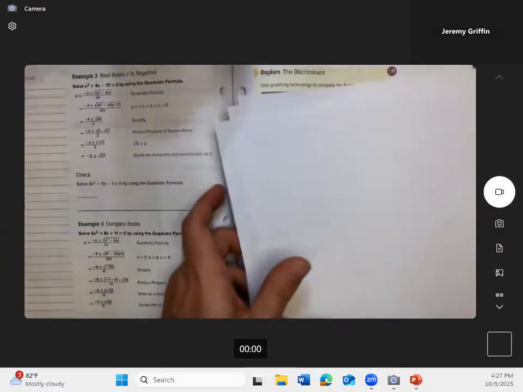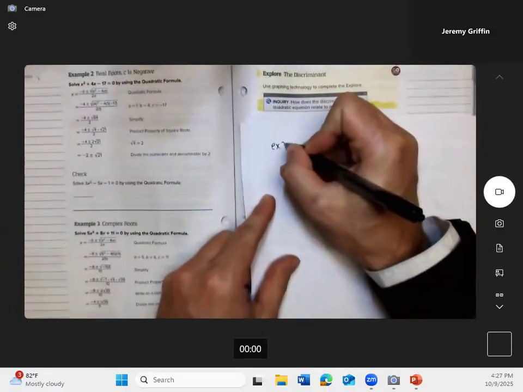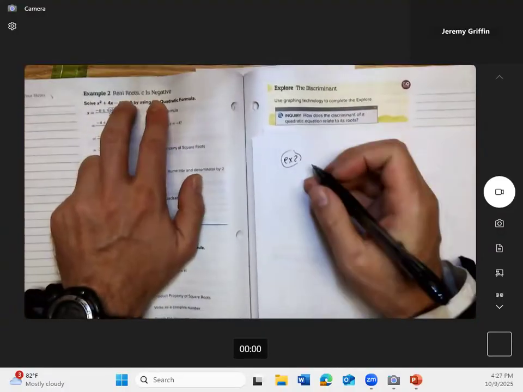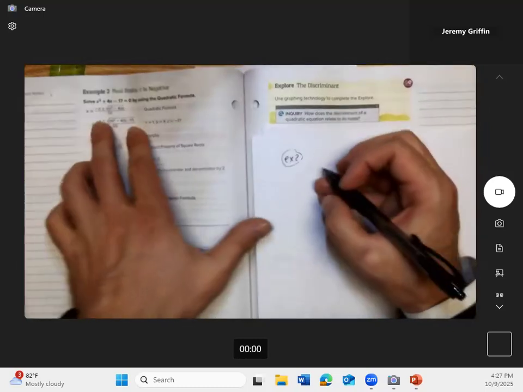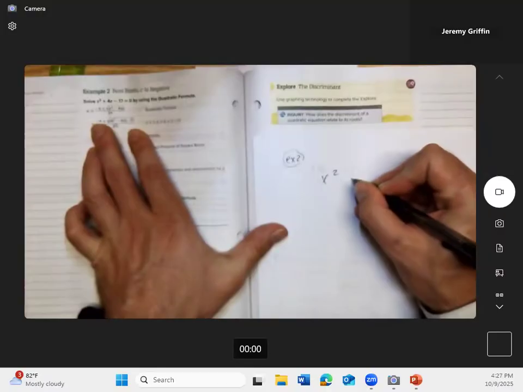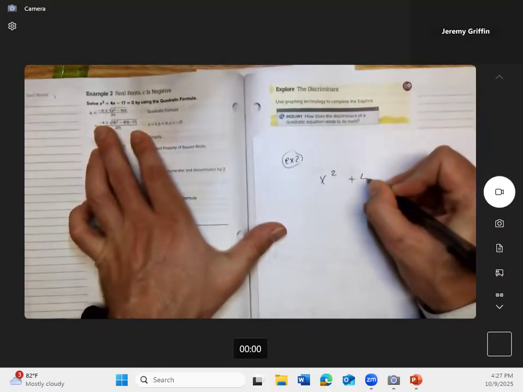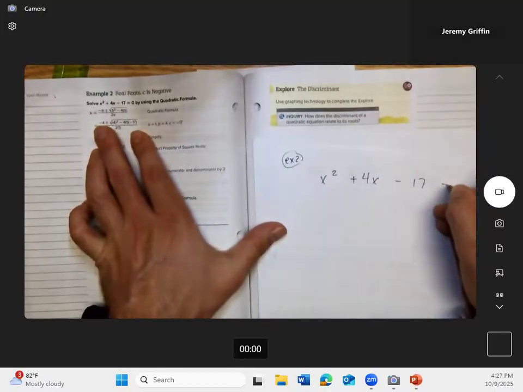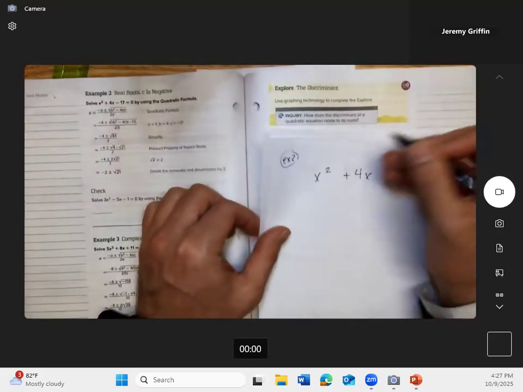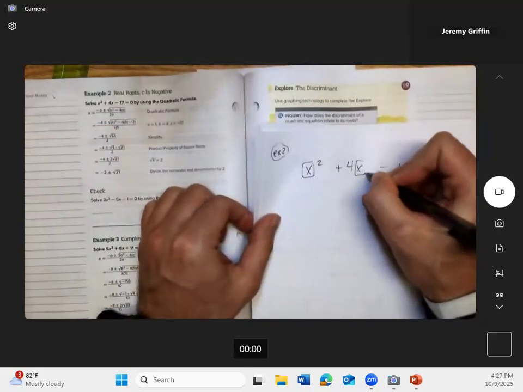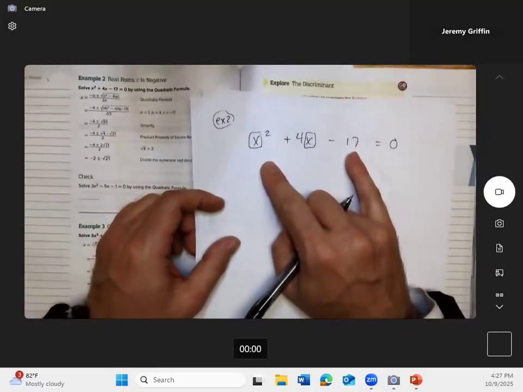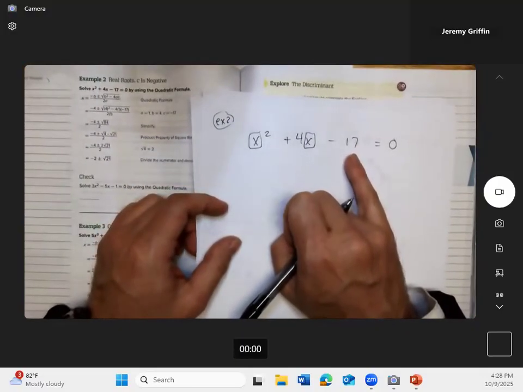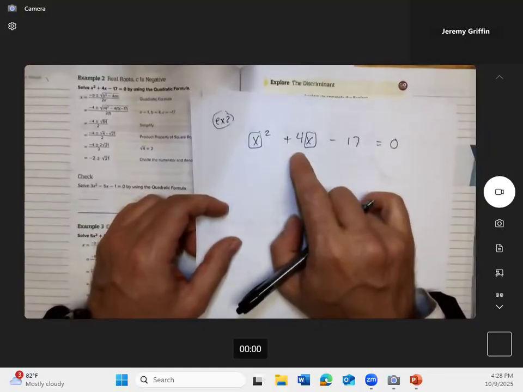So that was example one. Example two on the next page. Real roots, c is negative. Okay, x squared plus 4x minus 17 equals 0. Let's just go to this. So we're solving for x. If you were given this out of context, you might think, could I factor that? What are two numbers that multiply to negative 17 and add to 4?